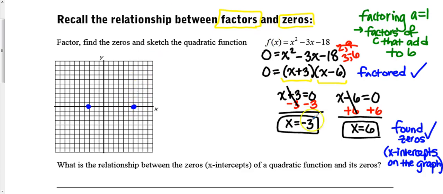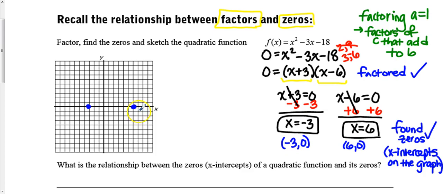As ordered pairs, this would have been negative 3, comma 0. Right? Because I started at 0, 0. I went left 3 and I did not go up or down at all. And this one would be 6, comma 0. Again, I went right 6 and then I did not go up or down.